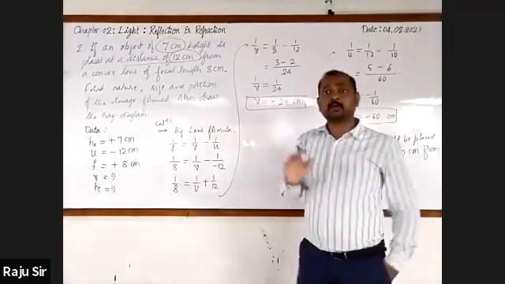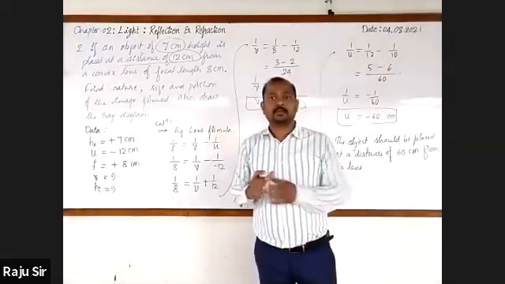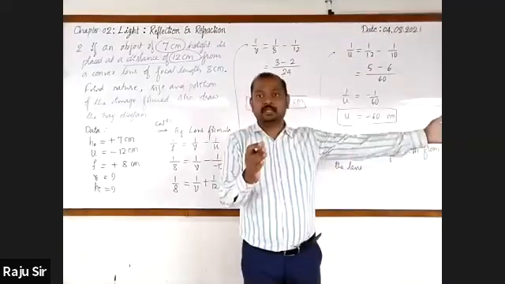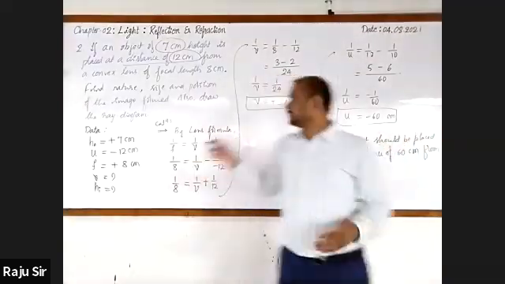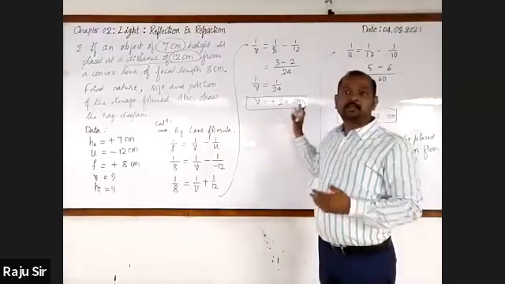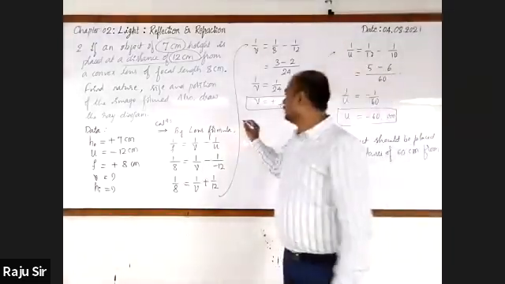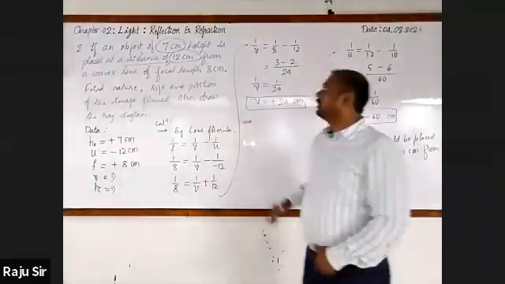What does it mean with respect to lens? V is positive means image is formed on the screen. At what distance? 24 centimeter. Next, position is known.